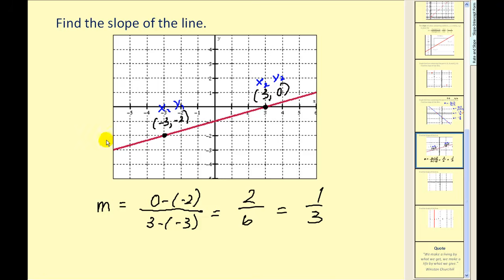Again, let's test it. Let's start anywhere on the line. Let's say we start at this point here. The change in y is positive 1, so if I go up 1, the change in x is positive 3, so I go right 3, I should be on the line, and I still am. Let's try maybe this point here. If I go up 1 and right 3, notice we're still on that line. We have found our slope correctly.